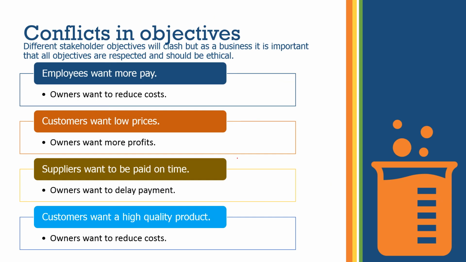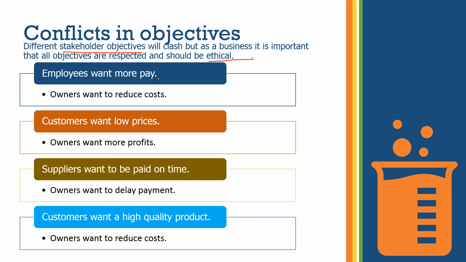So, conflict and objectives. Different stakeholders' objectives will clash, but as a business, it is important that all objectives are respected and should be ethical. What I mean by ethical is that if a business owner's objective is to make maximum profit with very low quality, that's not very ethical.